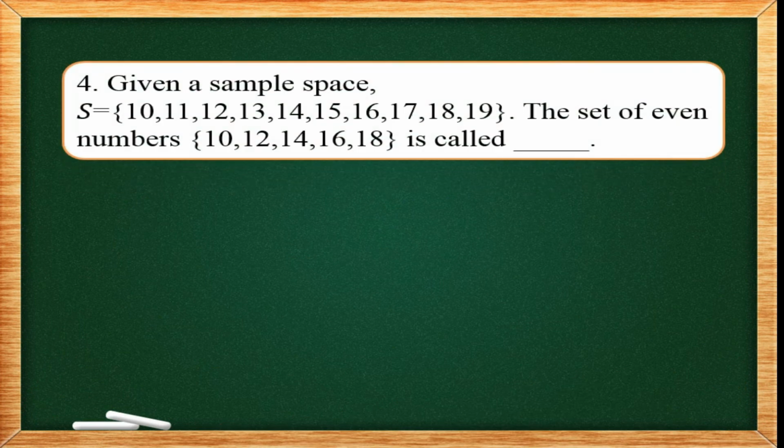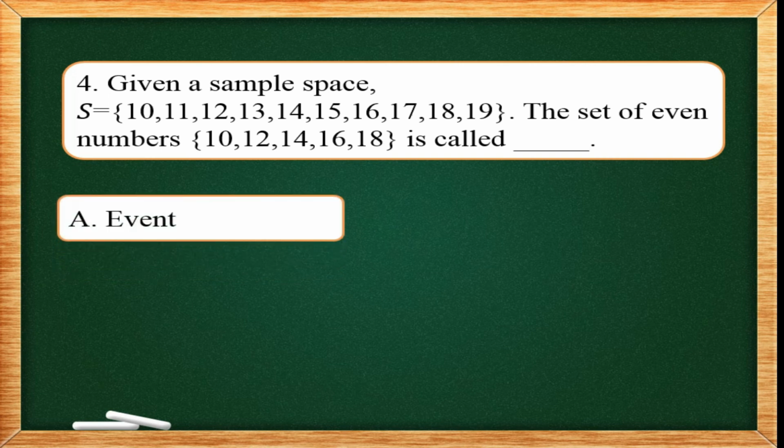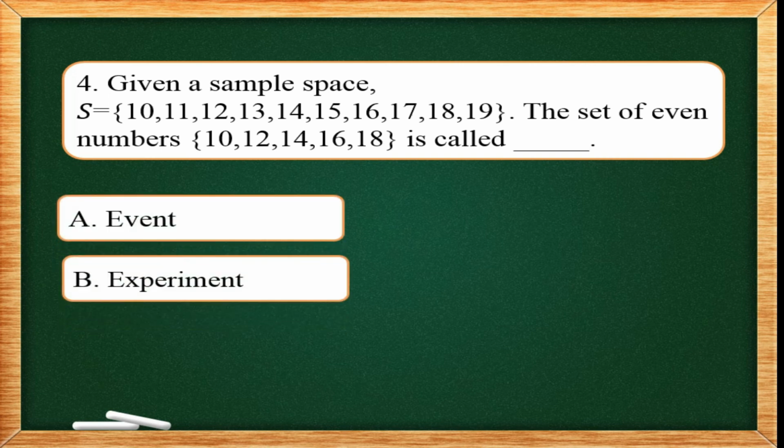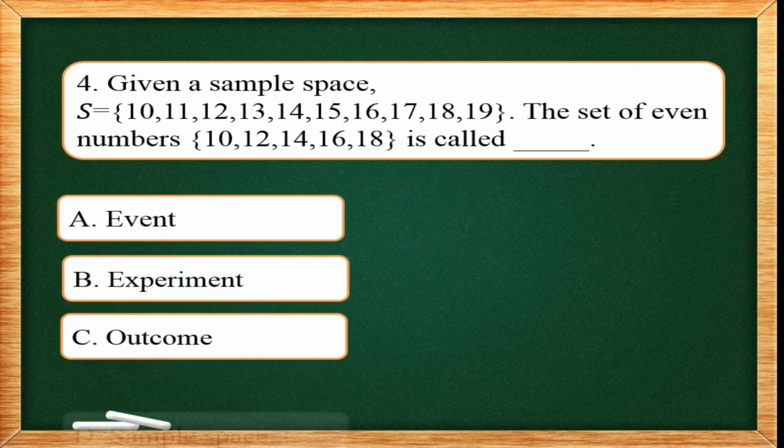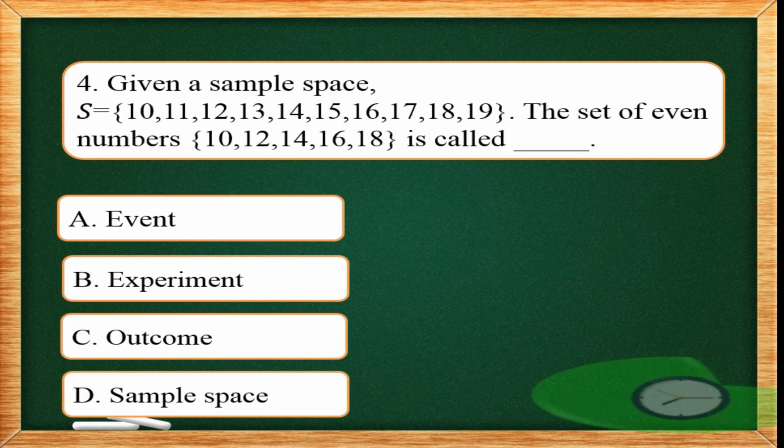Number 4. Given a sample space S with the elements 10, 11, 12, 13, 14, 15, 16, 17, 18, and 19, the set of even numbers 8, 10, 12, 14, 16, and 18 is called A. Event, B. Experiment, C. Outcome, D. Sample space.